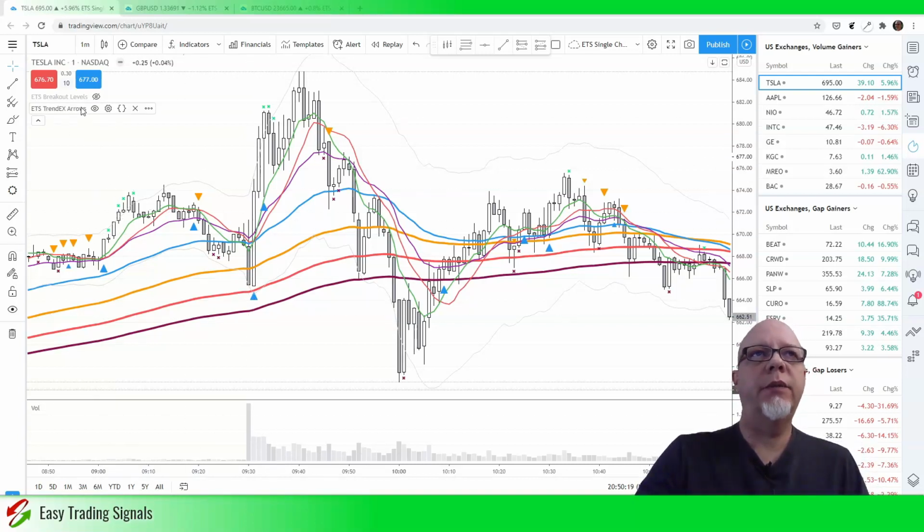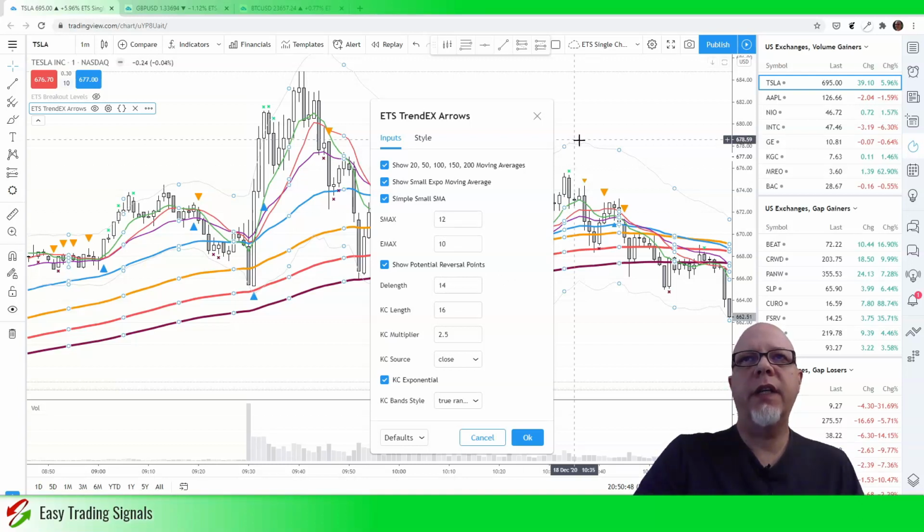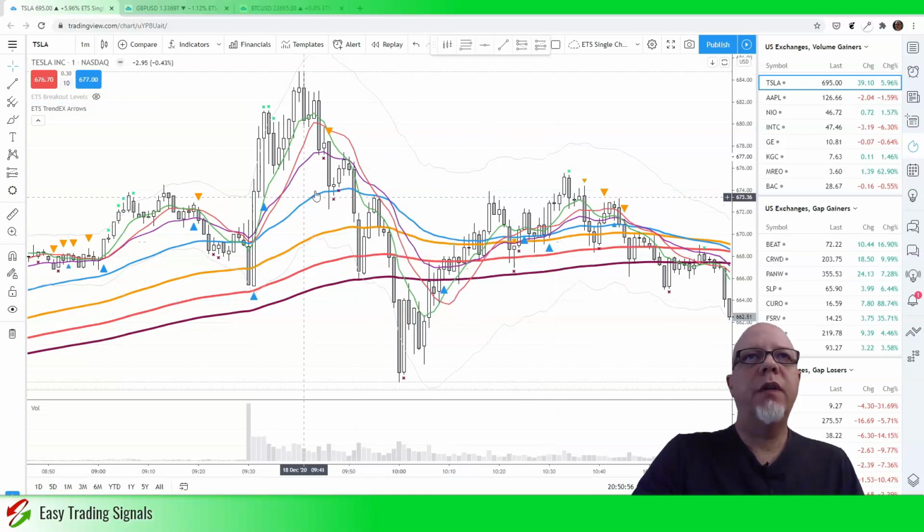So what this indicator would do, if we look at the settings, it's pretty straightforward, but you can immediately see that it already includes all of these moving averages for you. Also some of the smaller moving averages to pinpoint your entry levels and exits. You can swap between SMA and EMA for this setting over here, and you can also show potential reversal points. I'll get into that a bit just now. Some other settings as well as Keltner channels. That's it. So very straightforward.